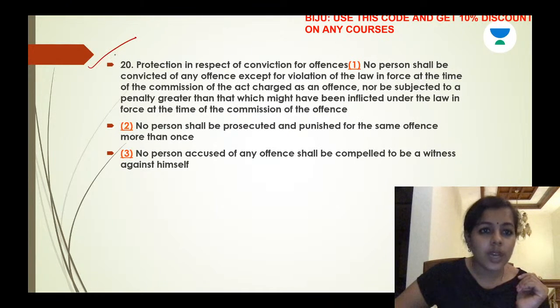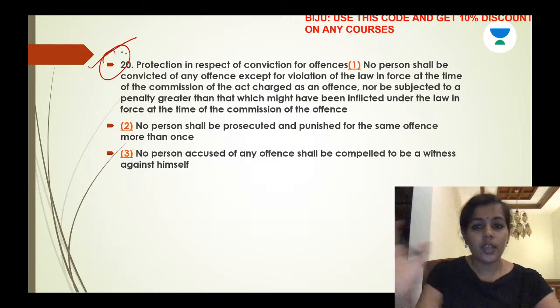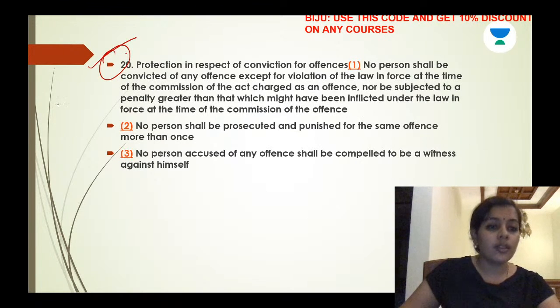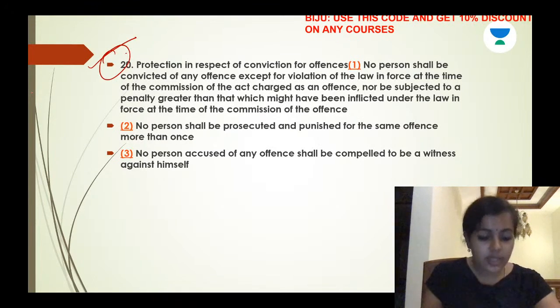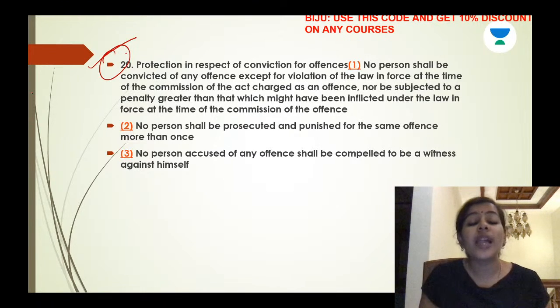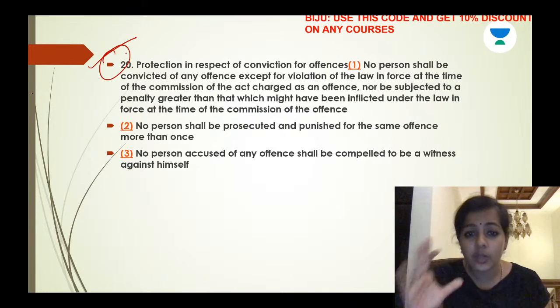So Article 20 says that you cannot be punished or prosecuted twice for the same crime. Once you commit a crime, let's say you killed someone, you are arrested, you are prosecuted. A judge gives you an imprisonment of 5 years. For the same case, you cannot be re-imprisoned again. No person shall be prosecuted and punished for the same offense more than once.